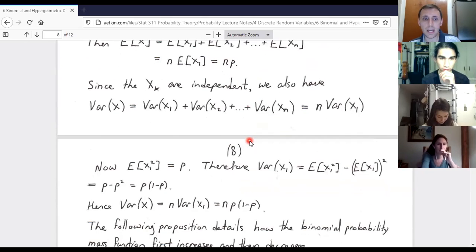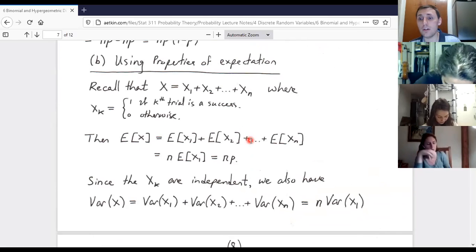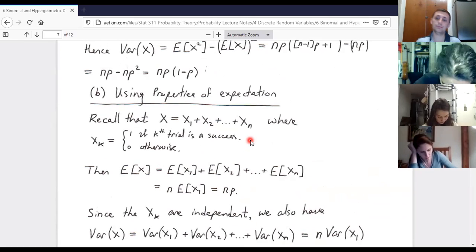Yeah. And then what about calculating the variance? Can you calculate the variance of the binomial? Let's see if you can do that.